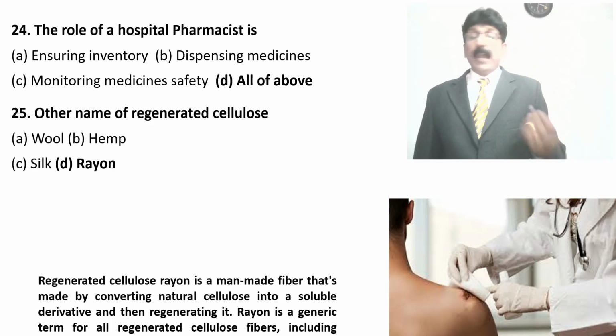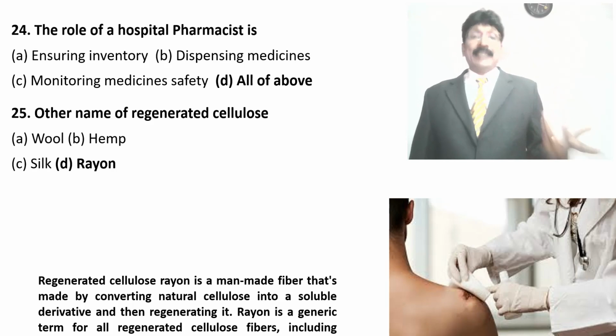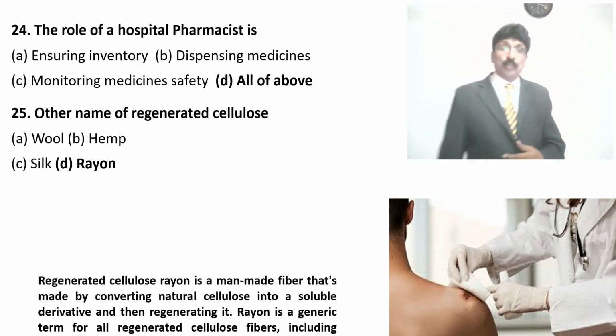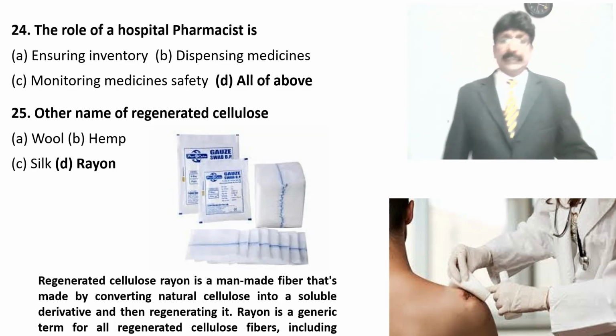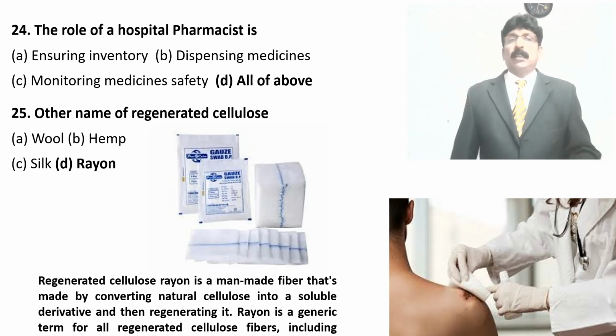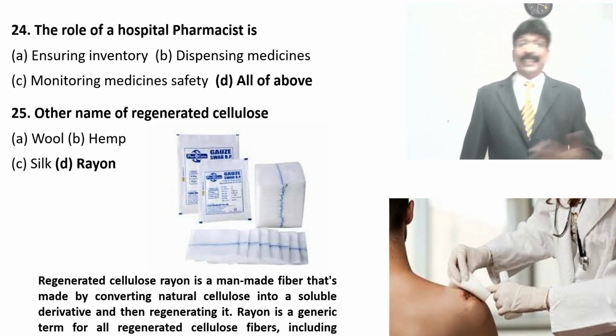They may sometimes ask for other names of regenerated cellulose. These are the products available in the market for dressing material, such as gauze. All of these are prepared from rayon, the regenerated cellulose.